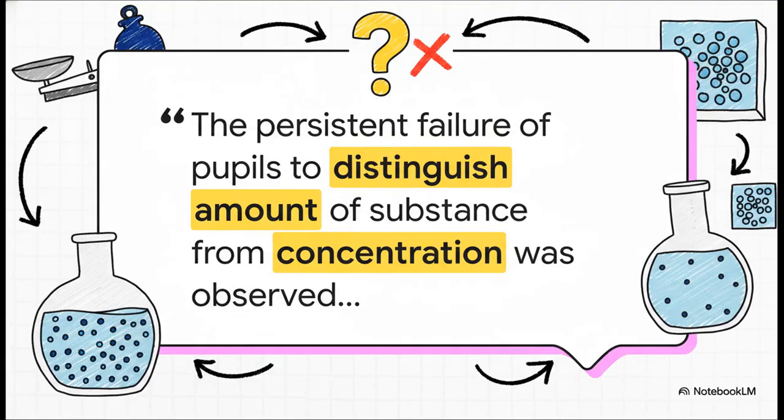And look, this isn't just some small random mistake people make. Researchers have pointed this out specifically. A paper on this exact topic talks about the persistent failure of pupils to distinguish amount of substance from concentration. That's it. That's the heart of the confusion right there.